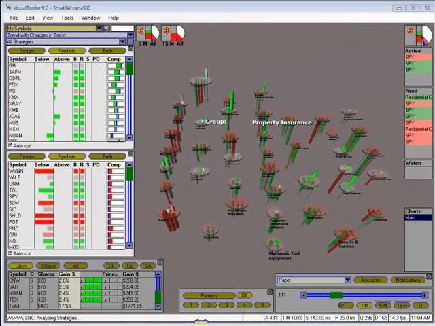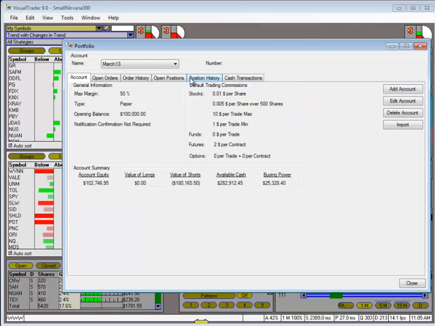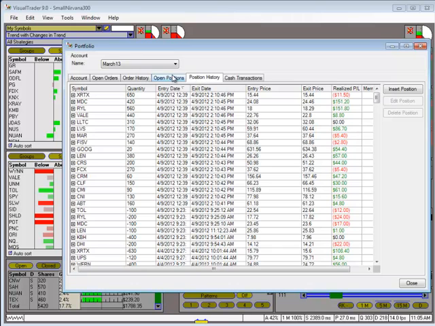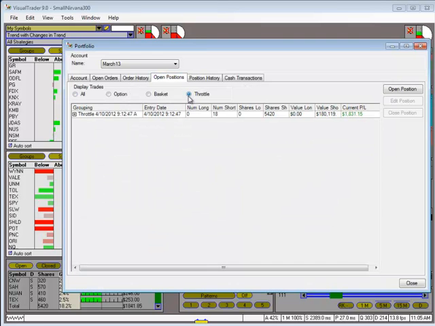It is 11:04 and we have been in our throttle trade since about 9:10, I believe. Shortly after 9 we got into this trade. Let's double check that time here. Open positions. We'll click on the throttle. Yeah, we got in at 9:12, and our throttle trade is up almost $2,000.